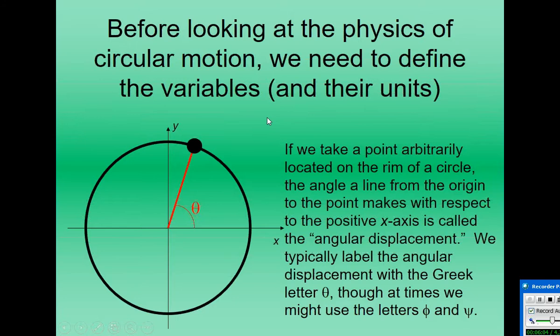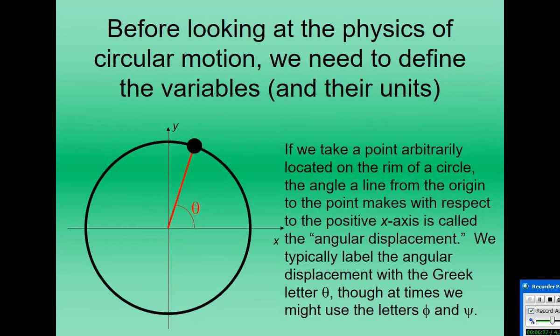We need to start taking a look at units associated with circular motion. It might be tempting to use meters and meters per second and meters per second squared, and we'll see that. For instance, centripetal acceleration has units of meters per second squared. There's nothing special about that part of it.